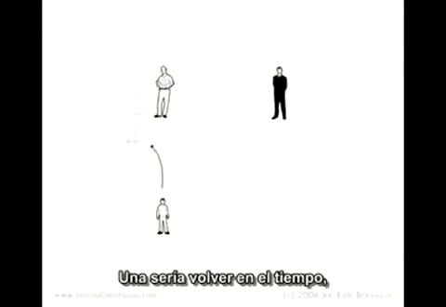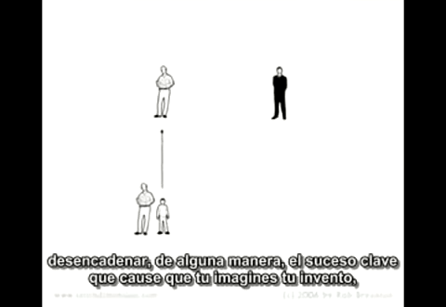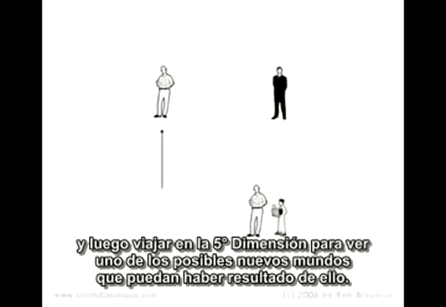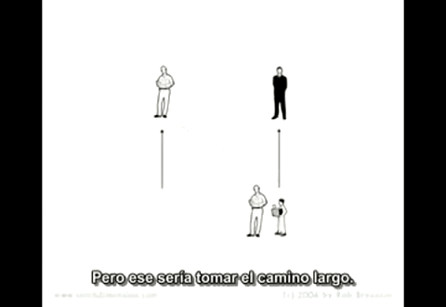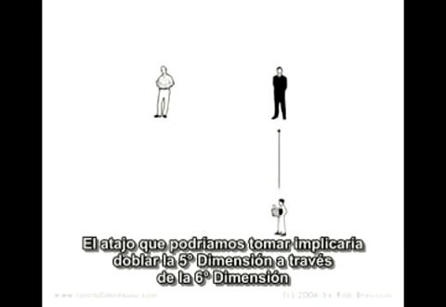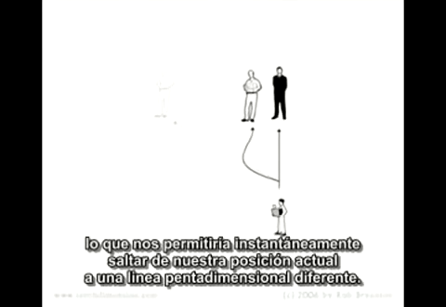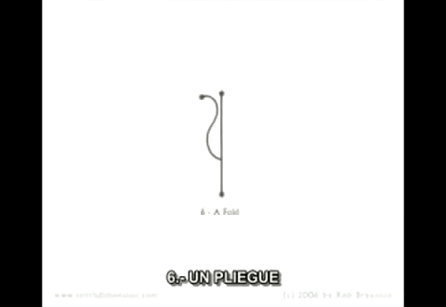One would be to travel back in time, somehow trigger the events that caused you to come up with your invention, then travel forward in the fifth dimension to see one of the possible new worlds that might have resulted. But that would be taking the long way. The shortcut we could take would involve us folding the fifth dimension through the sixth dimension, which allows us to instantly jump from our current position to a different fifth dimensional line.